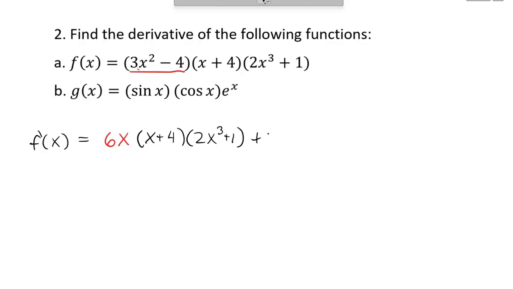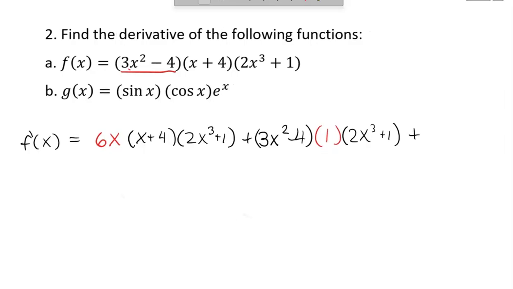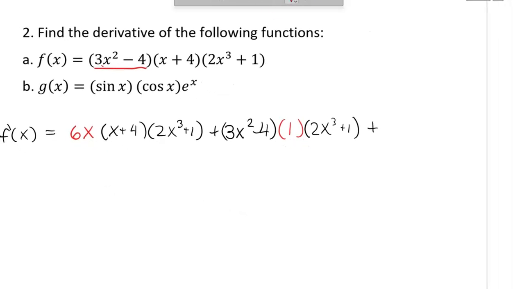Next, we're going to leave the first term alone, but we are now going to take the derivative of that second term, x plus 4, which is really just a 1. I'll go ahead and write that in red to emphasize it, and then we're going to leave that last function alone, 2x cubed plus 1. And then finally, for that last term, we are going to leave the first two alone, 3x squared minus 4, x plus 4, but then we will take the derivative of that final term, and that's going to be 6x to the second power.